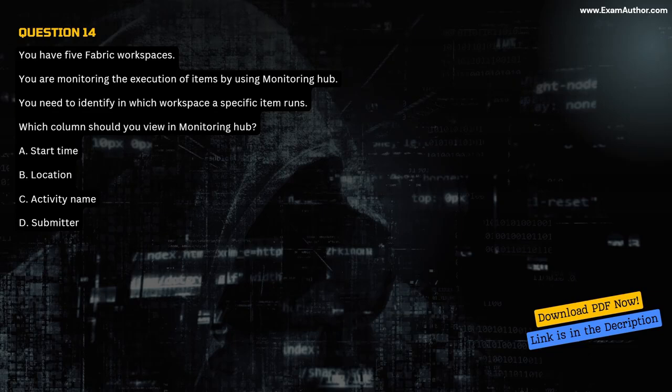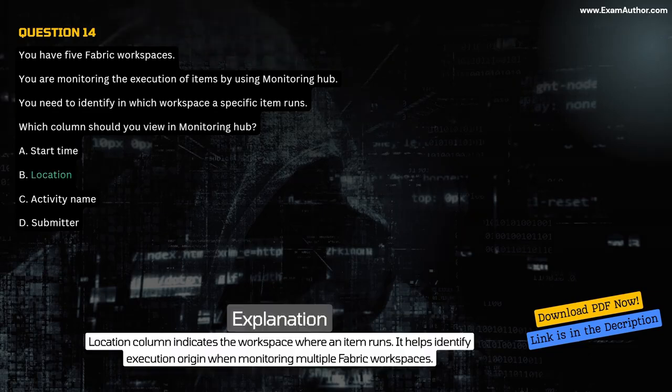Correct answer B. Location. Explanation. Location column indicates the workspace where an item runs. It helps identify execution origin when monitoring multiple Fabric workspaces.